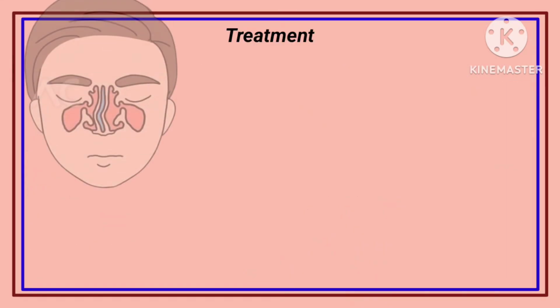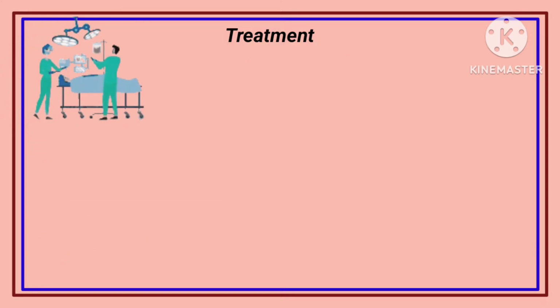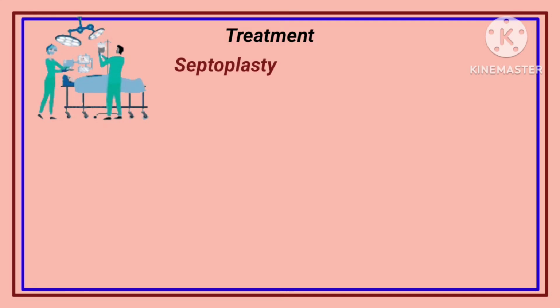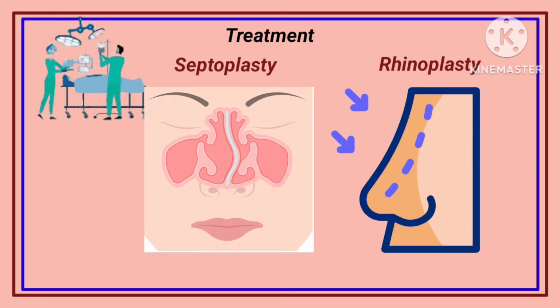Treatment of deviated nasal septum depends on the severity of your condition. Most people with this defect do not need any treatment because they have very mild or no symptoms. For severe deviation, a physician performs a surgery called septoplasty to straighten the nasal septum. In some cases, a surgery called rhinoplasty is done to reshape the nose.